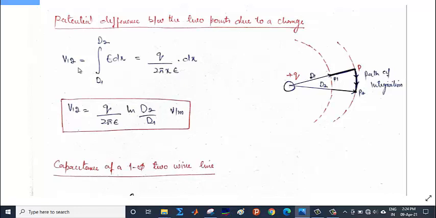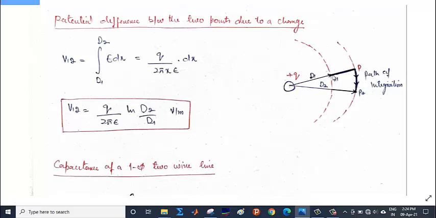Let us use this electric field expression that we have just derived, and put it over here, and we will get the value of the voltage difference between point P1 and P2. So it will be E dot dx, since we are going this way, then this way. So this is the path of integration.